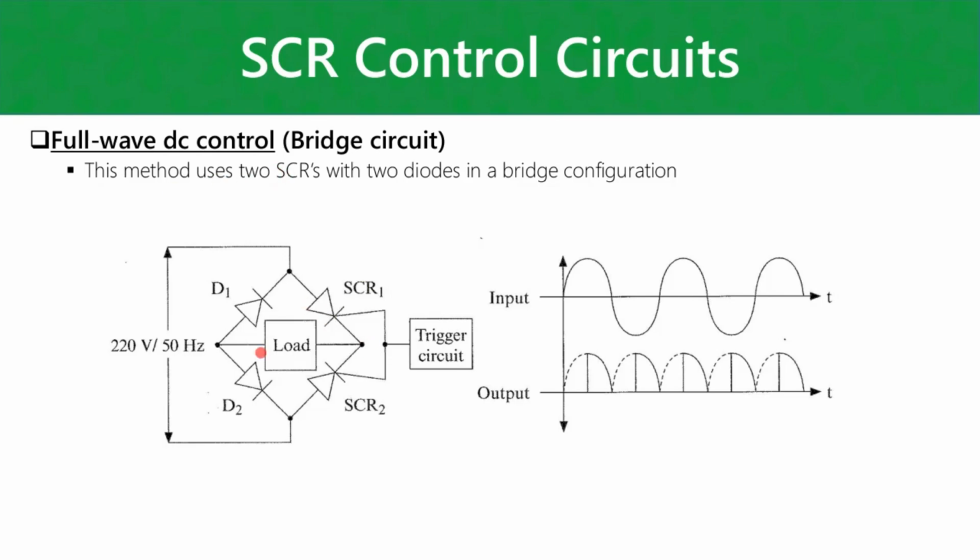Full wave DC control, bridge circuit. You can have either all 4 of your diodes replaced by SCRs or just 2. It's going to have essentially the same effect. If you just replace 2 of them with SCRs, your firing angle can be anywhere between 0 and 180 degrees, whereby a firing angle or delay angle of 180 degrees will give you a zero output. If you were to replace all 4 with SCRs, just as a curiosity here, then you can actually change the polarity of the output voltage.